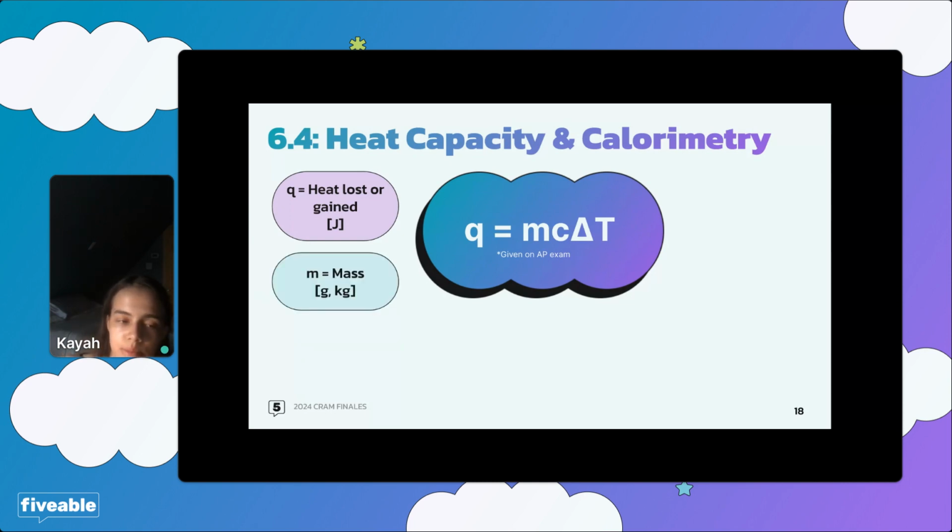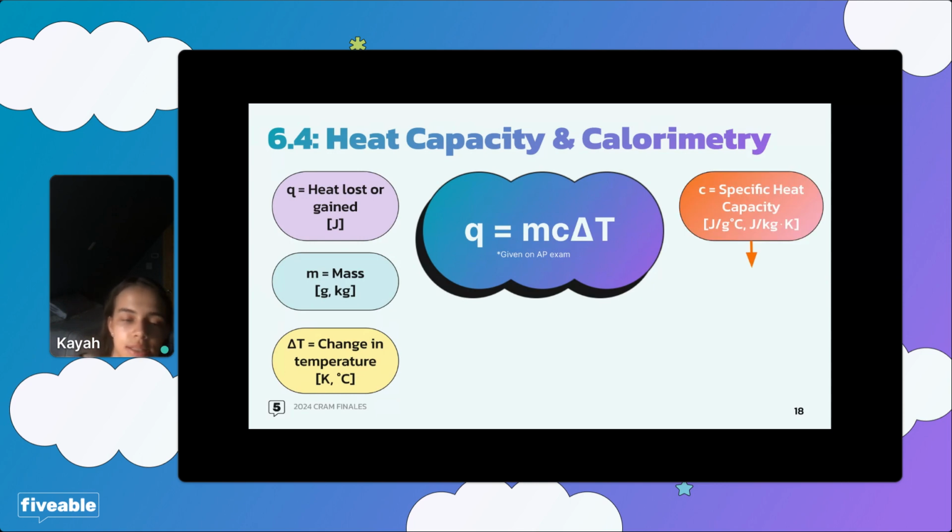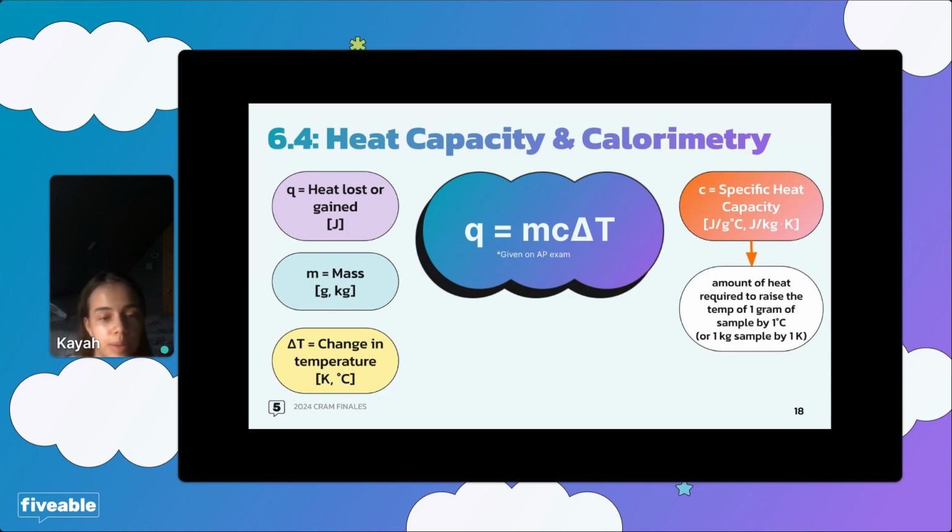M is the mass, and this could be given to you in grams or kilograms. Then we have delta T, I guess we're doing that first. Delta T is change in temperature, and this could be either in Kelvin or Celsius. And then C is your specific heat capacity, which could be in joules per gram Kelvin or joules per kilogram Kelvin.